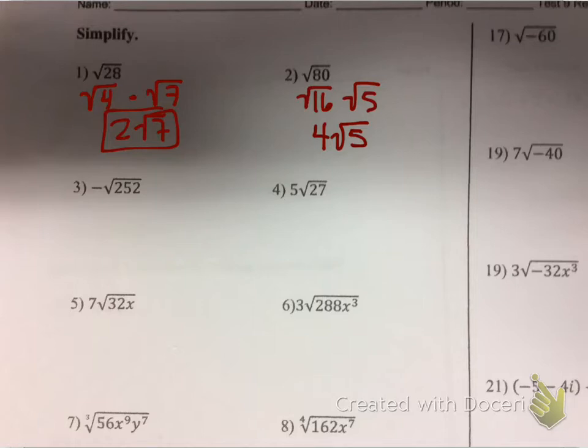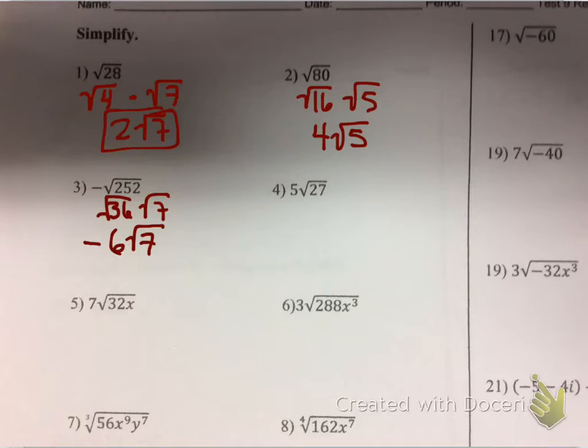So on the next one, 252, don't worry about this negative, it'll be on the end. 36 is the largest number that goes into this, and it goes into it 7 times. So again, you would have gone through, like, say, all the ones that go there and kind of get like that. And then square root of 36 is 6, square root of 7, and notice I'm just putting the variable on the end.